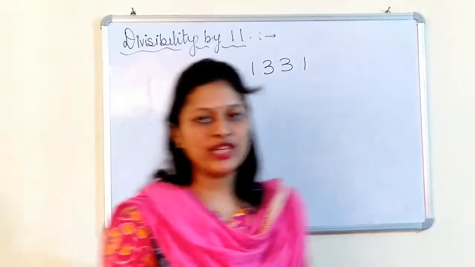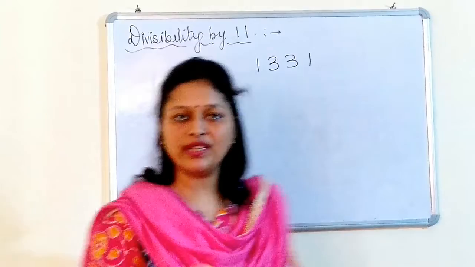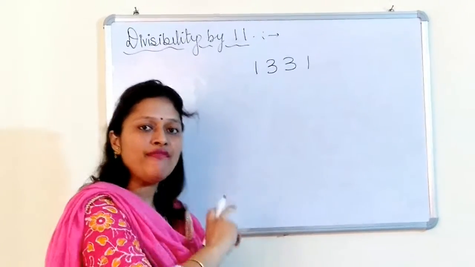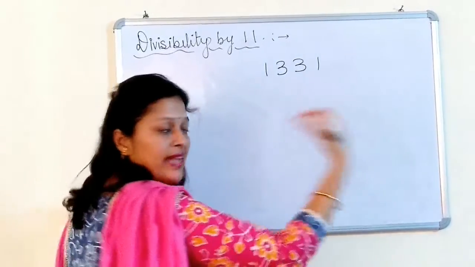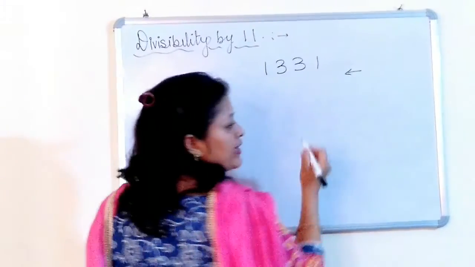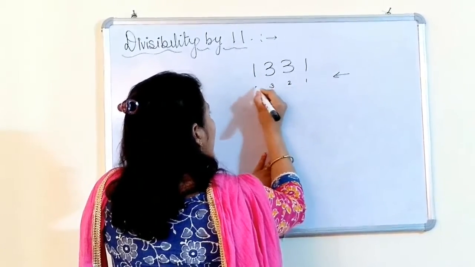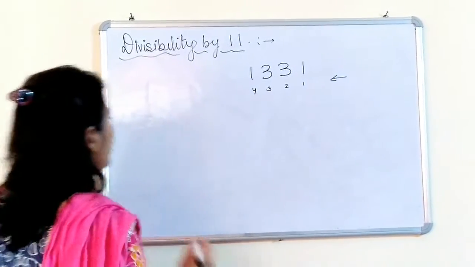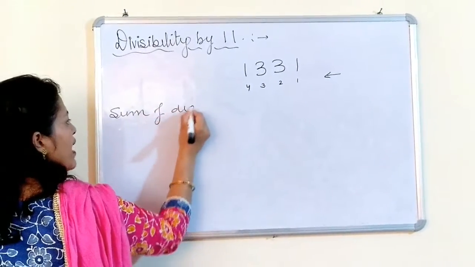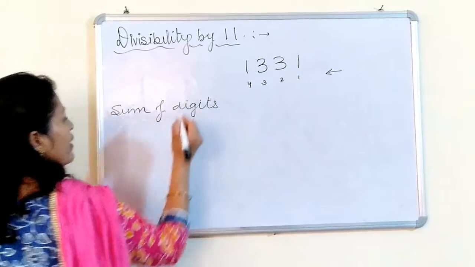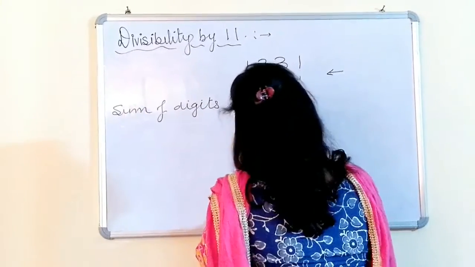Now, what I told you, the first thing you need to do is numbering of the digits, and from which side? Left or right? You will start numbering from the right side. The numbers will be 1, 2, 3 and 4. Now, you will find the digits at odd places, and then you will find the sum of those digits at odd places.